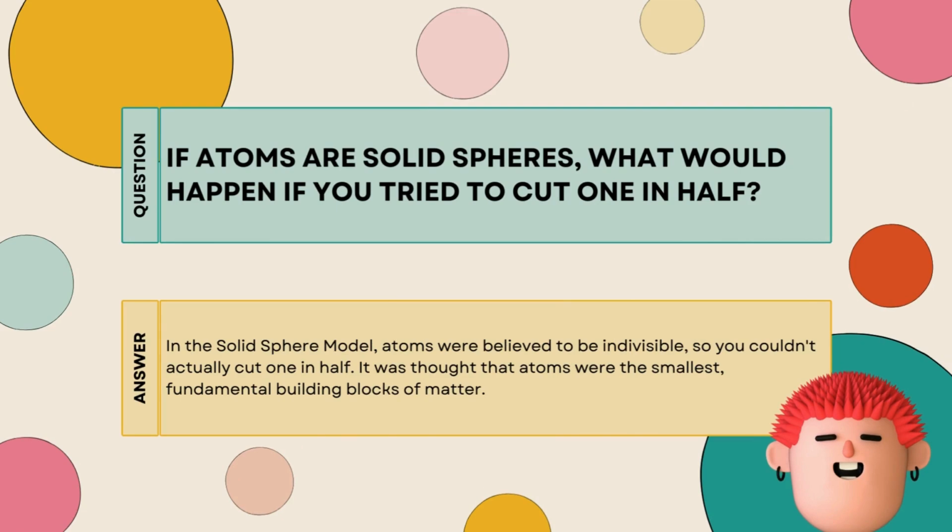In the solid sphere model, atoms were believed to be indivisible, so you couldn't actually cut one in half. It was thought that atoms were the smallest fundamental building block of matter. According to the solid sphere model, the atom is only like a ball. According to this model, it has no particle-like matter in the atom, and it is the smallest, and you can't see it. It is the building block of matter. But the answer is you can't cut the atom in half.